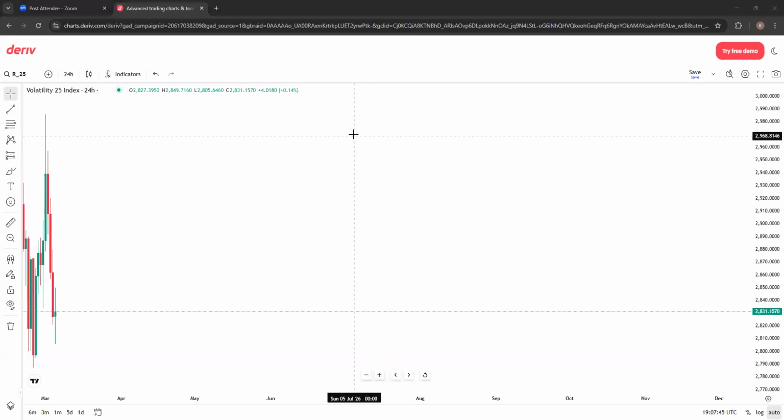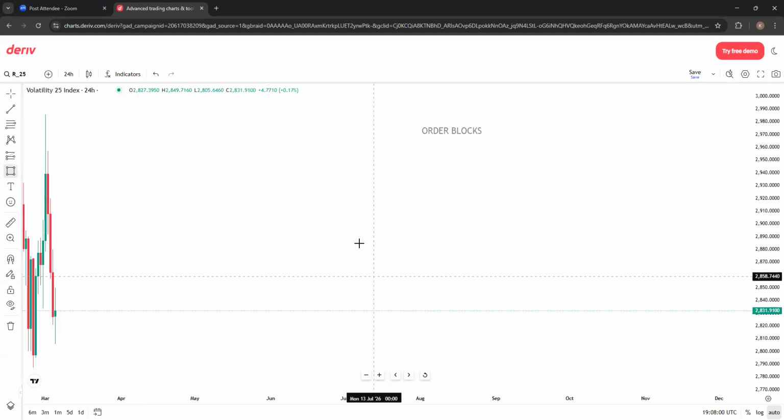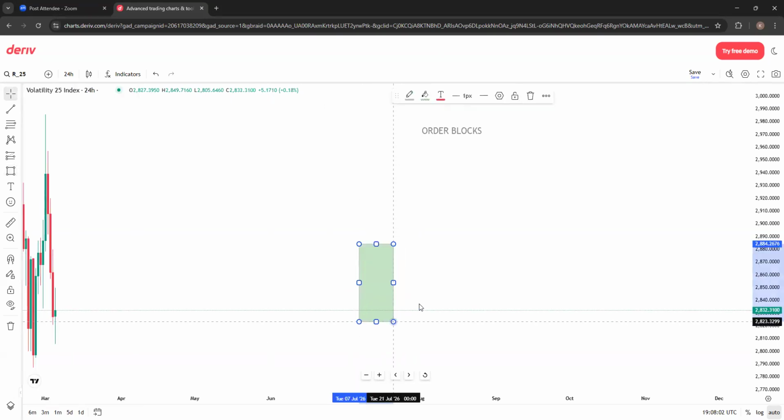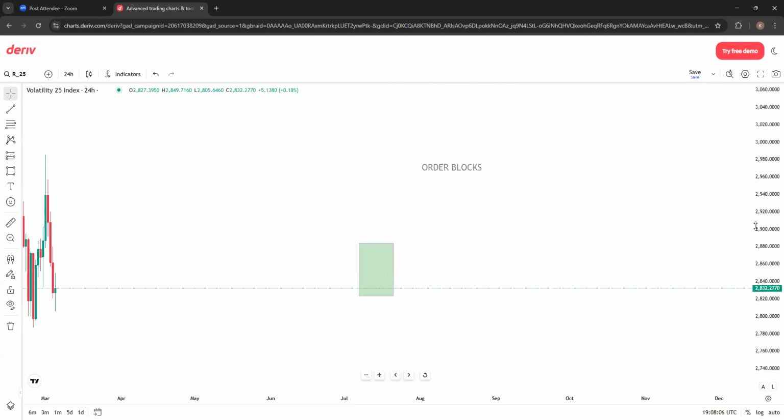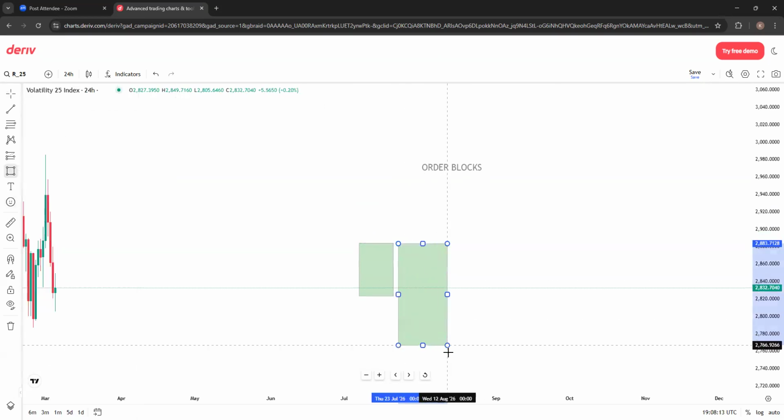Now, we've learned about order blocks. Right, we've learned about order blocks, and what some of us didn't really catch on order blocks is how to really enter using an order block. And we said an order block is a last buy before you sell, or a last sell before you buy.